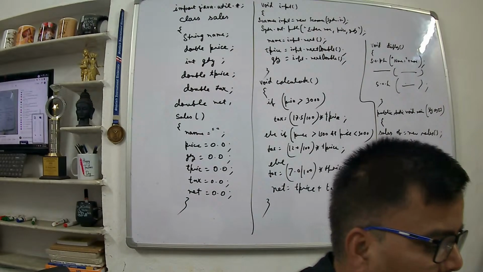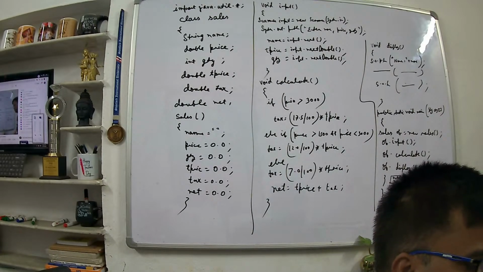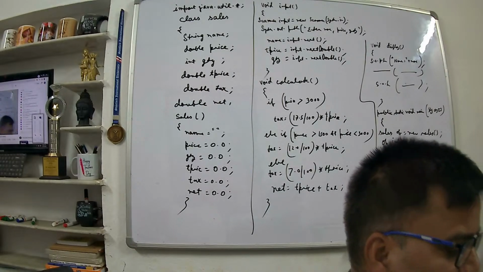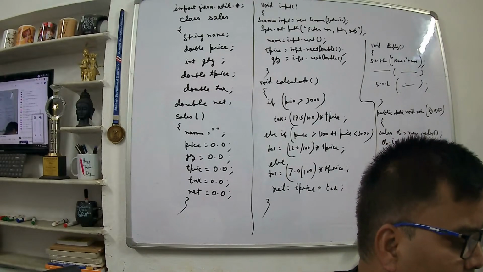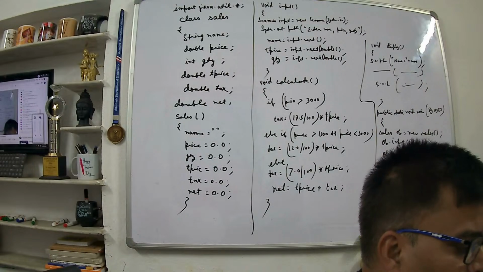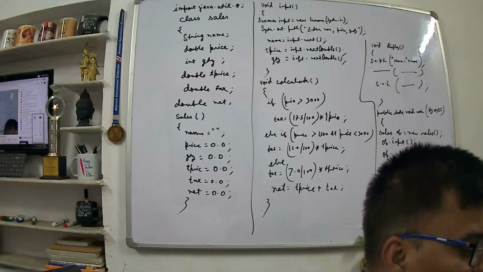Yes, we need to remember the range of data types. Range, default value, and the size. Okay, I'll divide the double dimension. I'll discuss that also.